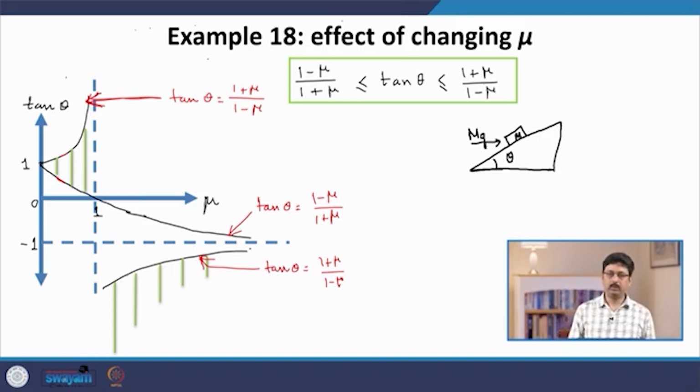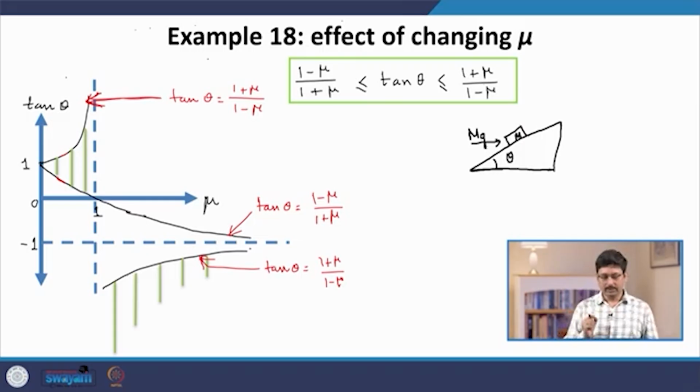Then what happens when mu equals 1? This inequality shows that tan theta goes to infinity. Tan theta is infinity when theta is pi by 2, that is a complete vertical case. So, that means any value of theta is possible from 0 to pi by 2 if mu is 1.